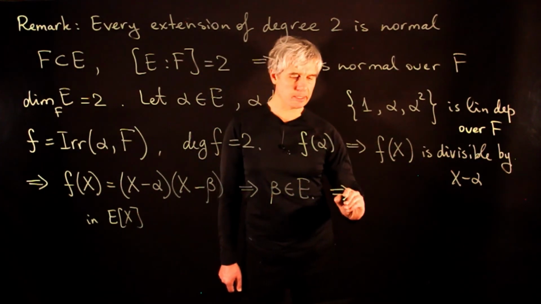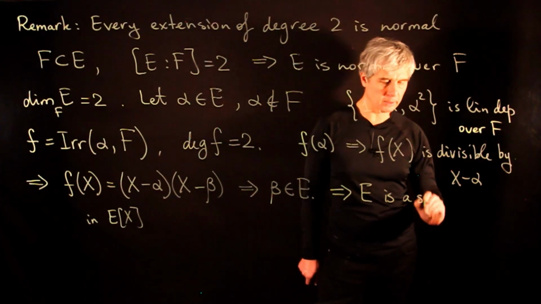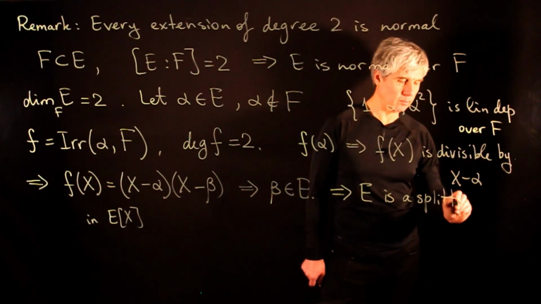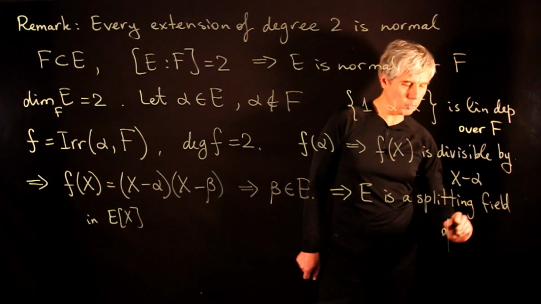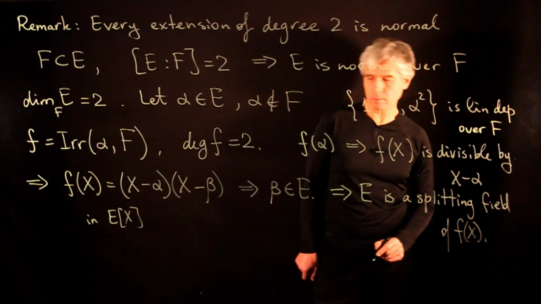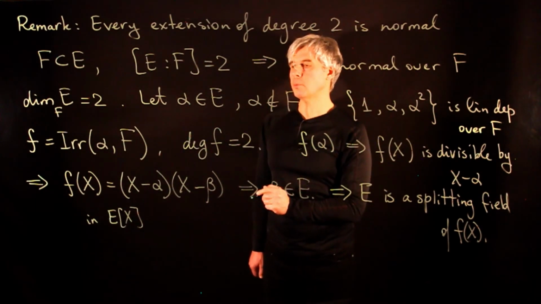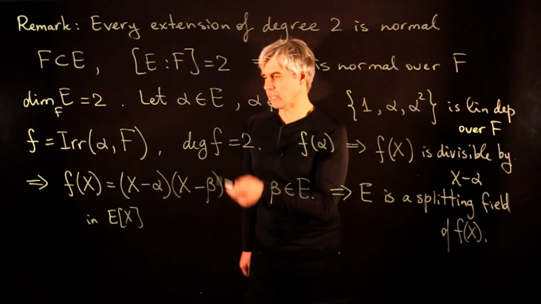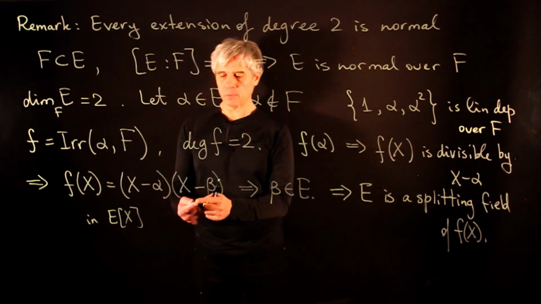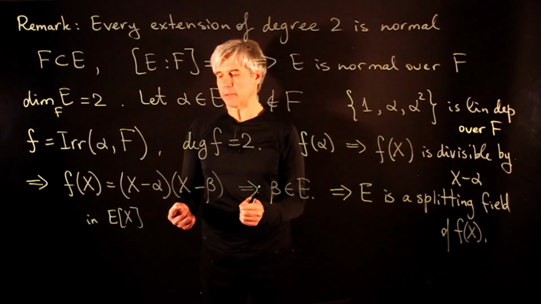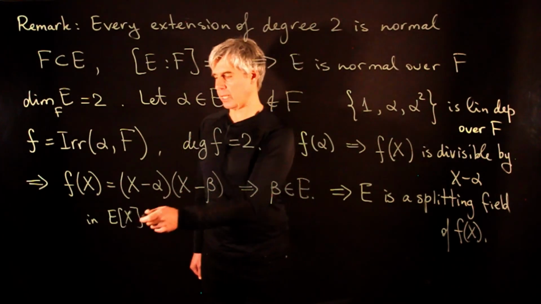And this tells us that this field extension E is a splitting field of this polynomial f of x. And here we see that the fact that the degree of this extension is equal to 2 plays a crucial role. Because if the degree were higher, then instead of getting a linear factor, we would get a factor of a higher degree, and there would be no guarantee that it splits into linear factors over E.